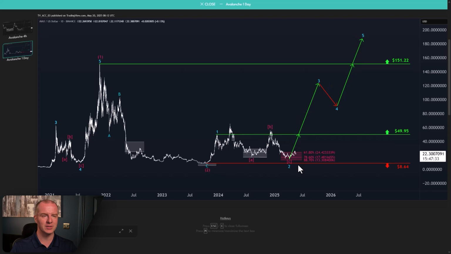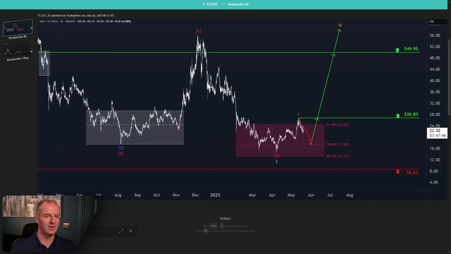To the upside, based on this structure, the next rally should be a 3rd wave. These are normally quite aggressive. So that is what we are tracking currently here on the long-term chart, on the larger time frame chart for AVAX. Let's also take a look at the shorter time frame for AVAX, and here you can see the structure on the shorter time frame. You see this trading area in more detail.